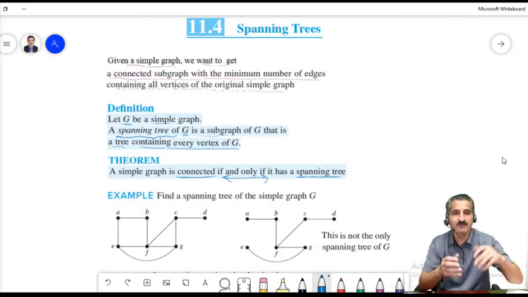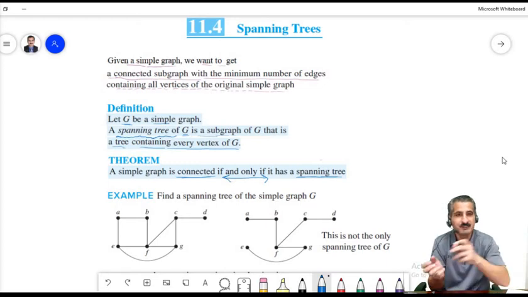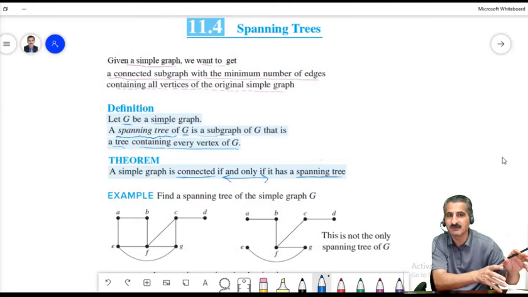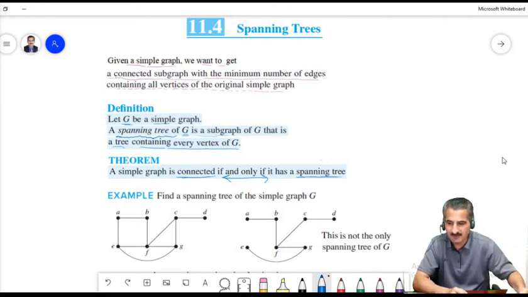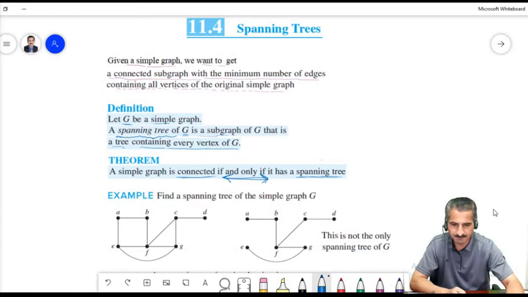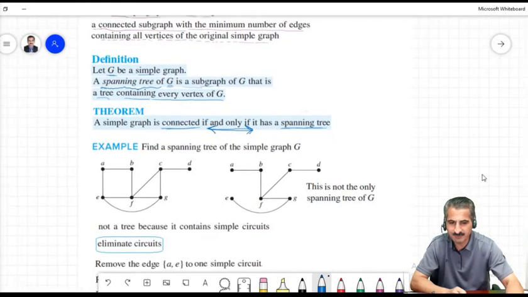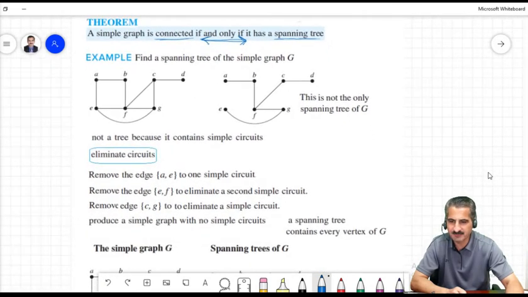And if you have a graph and you managed to find a spanning tree for it, then that original graph actually was connected. So it is if and only if. A connected graph guarantees the existence of spanning trees, and the existence of spanning trees guarantees that the graph you started with is connected. So we will take this theorem for granted. We will not go over the proof.